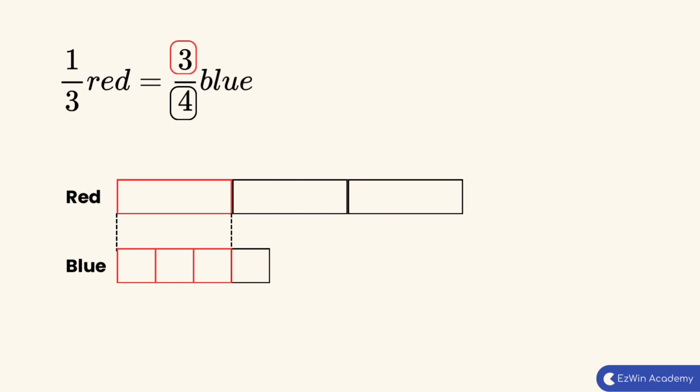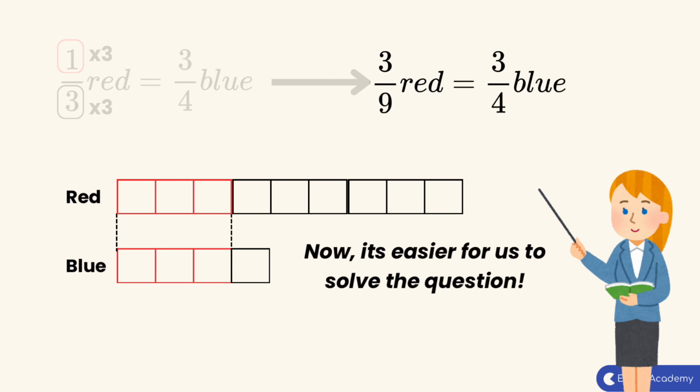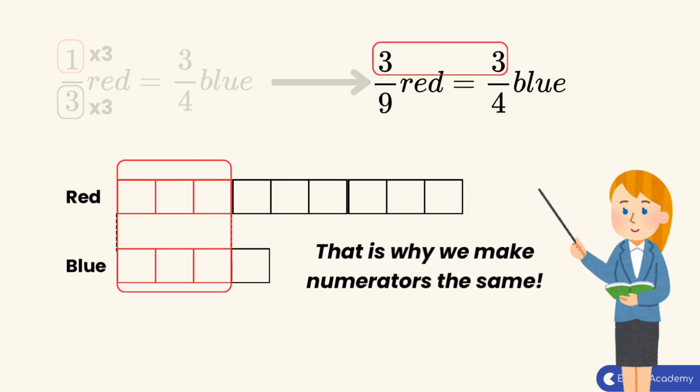The thing is that if you want to solve this question, we need to make the red paint to be the same parts as the blue paint. That's why we multiply the red paint fraction by 3 for both the numerator and the denominator. This would then give us the new red paint fraction to be 3 out of 9, which is equal to 3 out of 4 blue paint. With this, now it's easier for us to solve the question, and that is why we make the numerators the same.